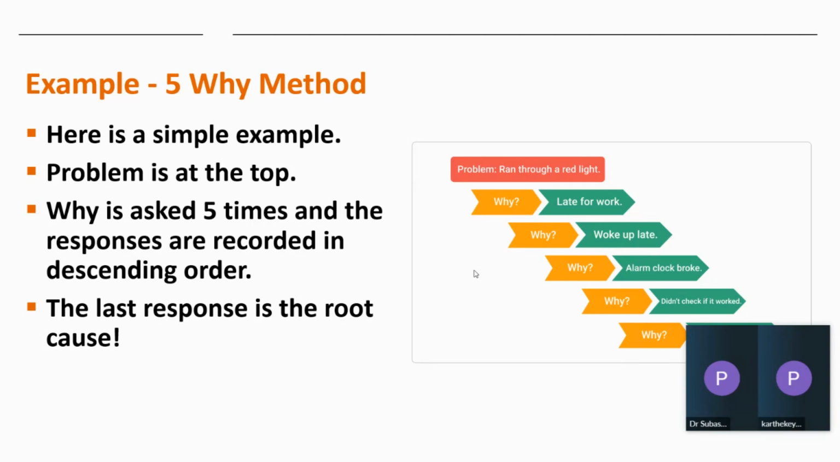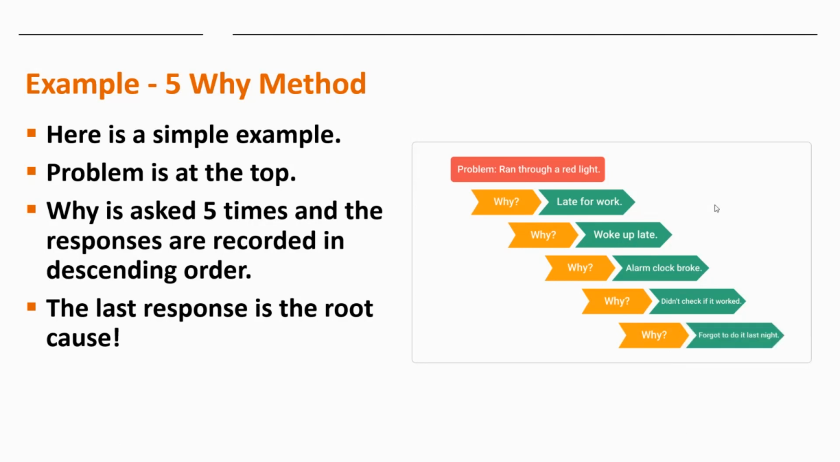Then I will ask, why did I wake up late? I woke up late because my alarm clock did not work, or my alarm clock was broken. So why didn't I know that the alarm clock didn't work? Because I did not check. Why did I fail to check? Because I did not do it last night.